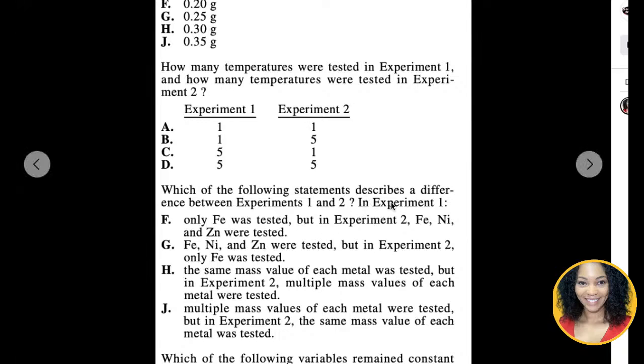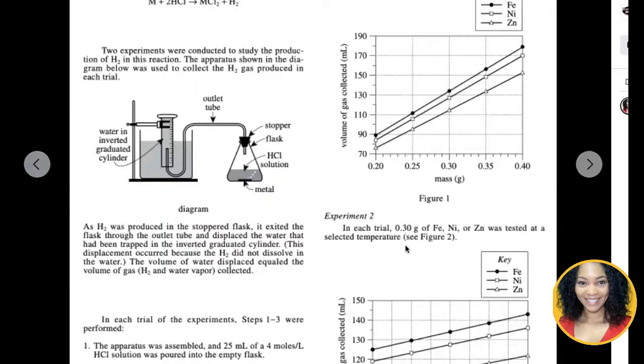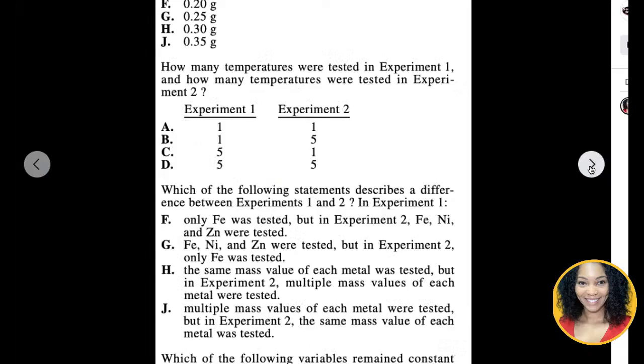So J says in experiment 1, multiple mass values of each metal were tested. Yes, we just saw that was the case. But in experiment 2, the same mass value of each metal was tested. So you can check, yes, experiment 2. In each trial, all 5 trials, 0.3 grams. So they have the same. Okay, so that's the correct answer.